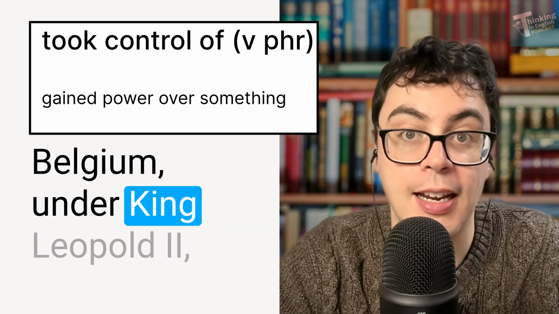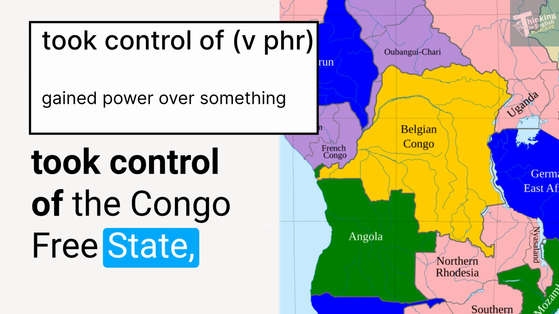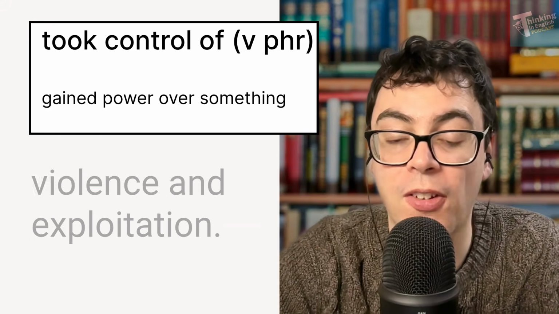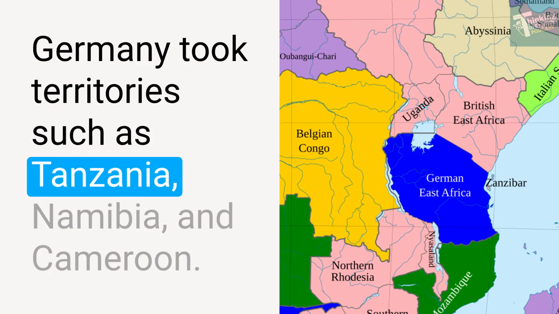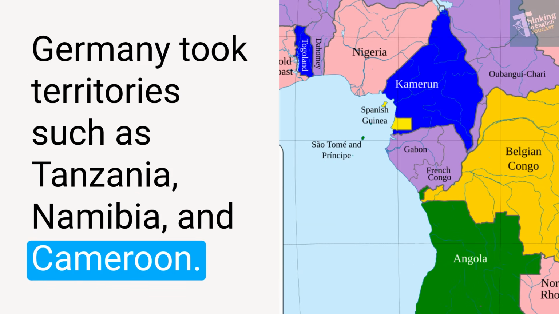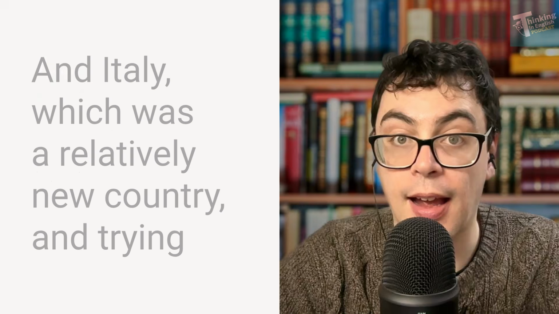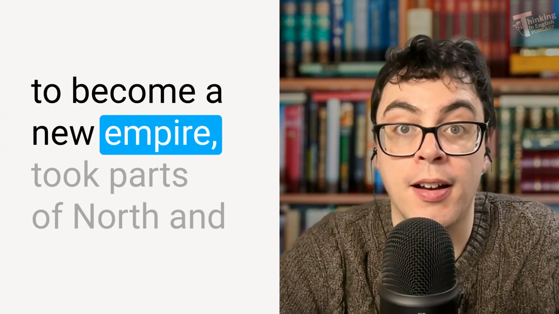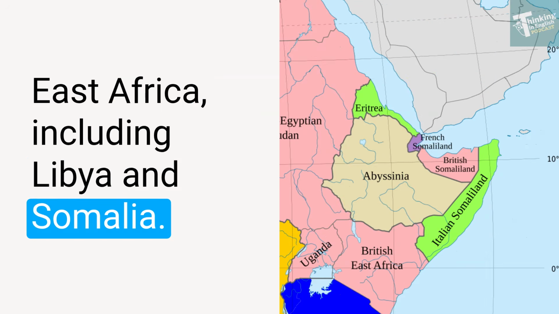Belgium, under King Leopold II, took control of the Congo Free State, which was perhaps the most infamous colony for its extreme violence and exploitation. Germany took territories such as Tanzania, Namibia, and Cameroon. Portugal held on to Angola and Mozambique. And Italy, which was a relatively new country and trying to become a new empire, took parts of North and East Africa, including Libya and Somalia.